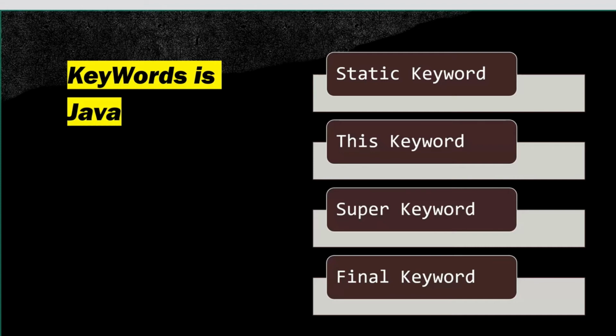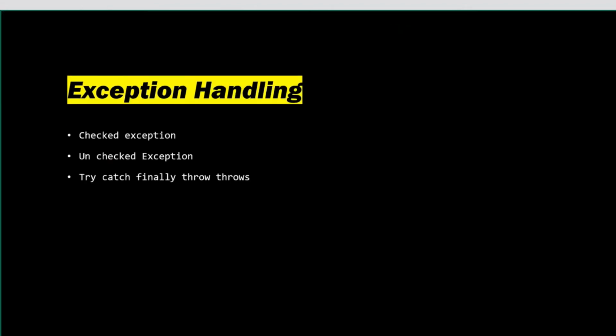When you say final method, it cannot be overridden. When you say final class, it cannot be inherited. When you say final variable, its value cannot be changed. Again, we will cover these things in the final keyword topic. Once the final keyword is done, we will move ahead with exception handling.